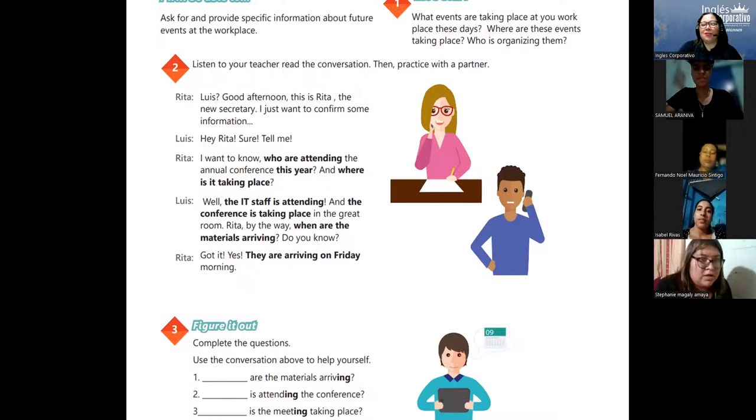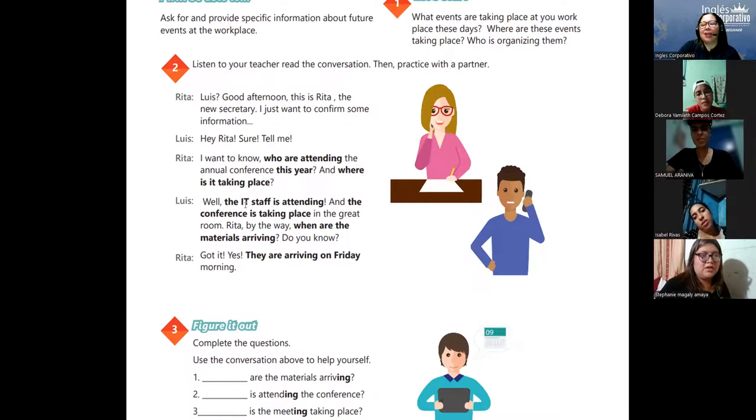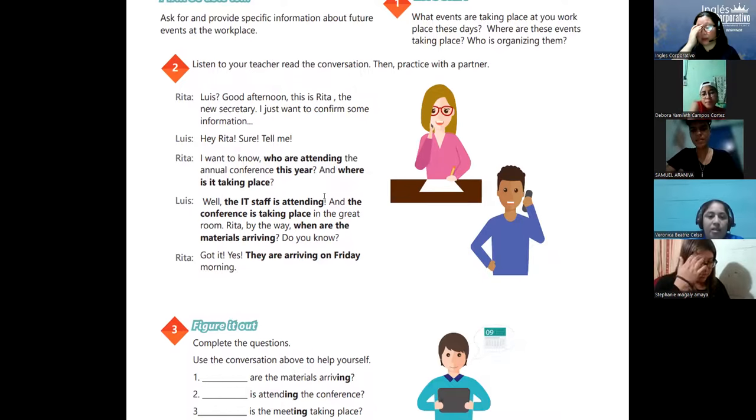Okay, guys, vamos a refinar algo de pronunciación. Vamos a ver la primera. Where is it taking place? Where is it taking place? Y este where es the, taking place? The IT staff. The IT staff is attending.